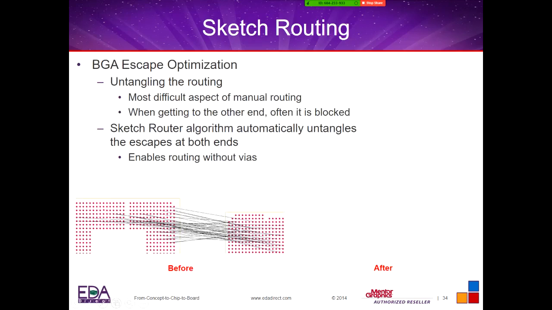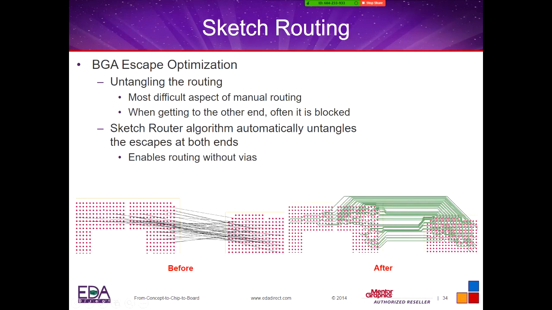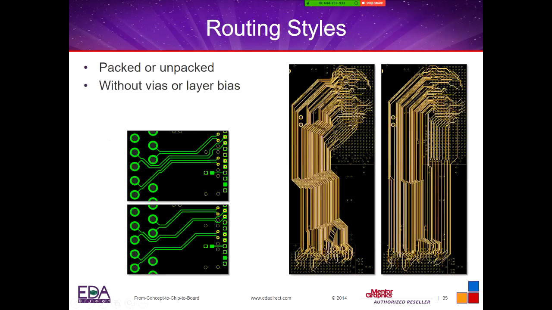Now, what I like mostly is when I'm dealing with a bunch of BGAs and components that are going to talk to each other. What's nice with this algorithm is it does a lot of untangling. In the example here, we've got a lot of lines that are crisscrossing between each other. Once we run the sketch router to make these connections, it's going to untangle these automatically for us and allow us to put as many traces as we can on one layer. This one here is enabled without any vias.